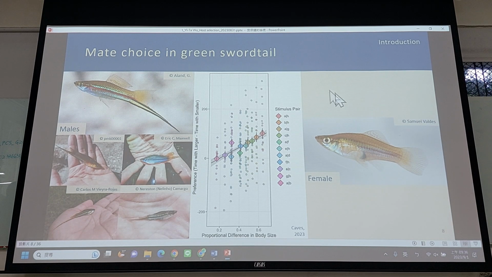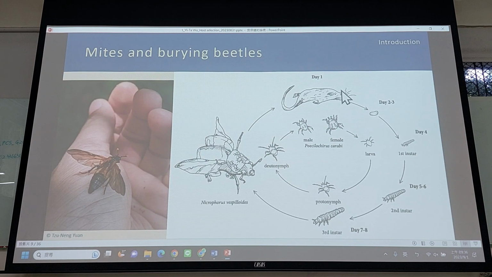So here we use our model species in our lab to address the question. This tiny invertebrate is a mite. They feed on carcasses, but they are really, really small. Their legs are too short. If they walk to search for food, they will walk to death. But fortunately, there's another scavenger that feeds on the carcass called burying beetles. They fly around to search for carcasses, and the mites will hop on the burying beetle and get to the next carcass where the beetle flies to.